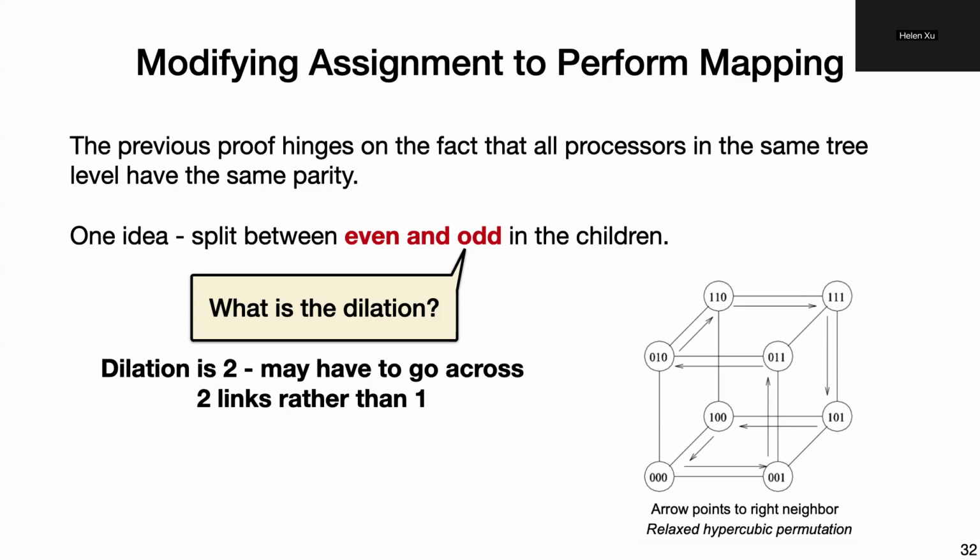So this is trying to assign every node in the tree to a unique node in the hypercube.